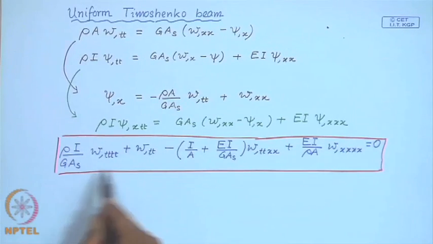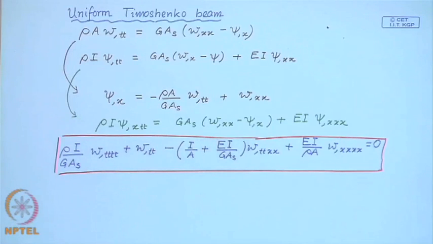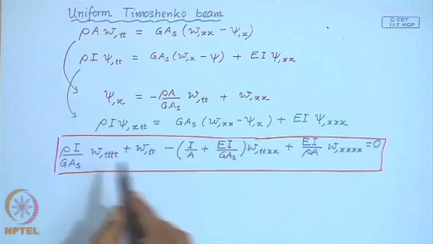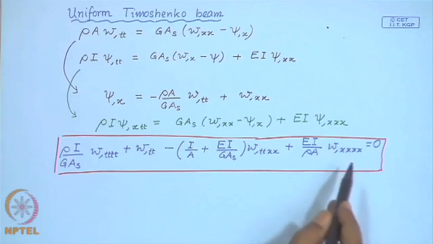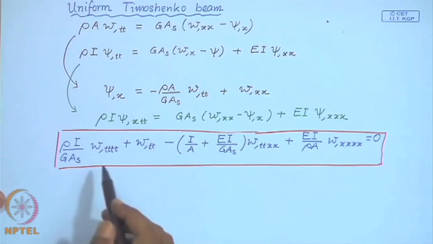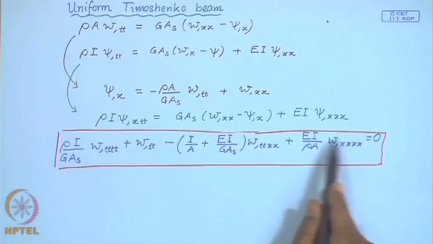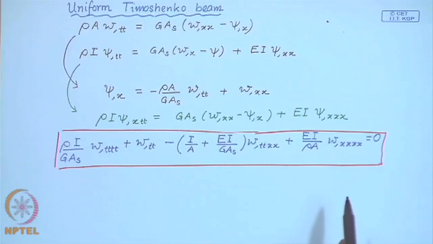Now, this equation is in terms of this field variable w, but notice that here you have a fourth derivative with respect to time. This has a fourth derivative with respect to space. So, to solve this equation, you will need 4 initial conditions and 4 boundary conditions.